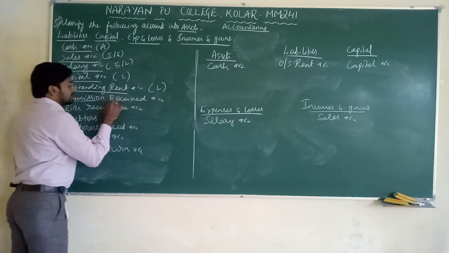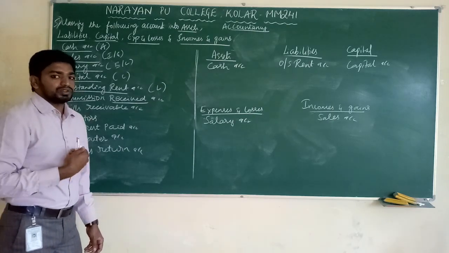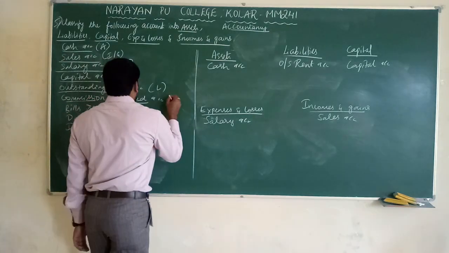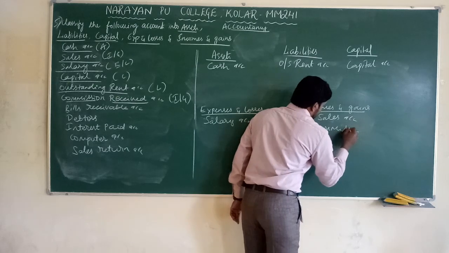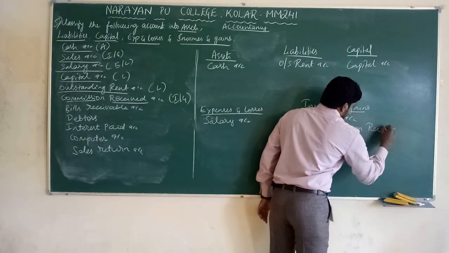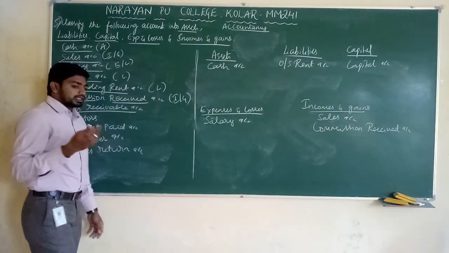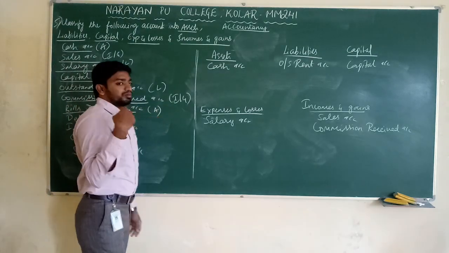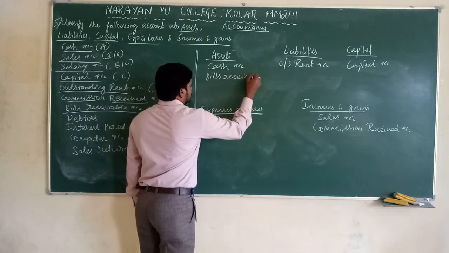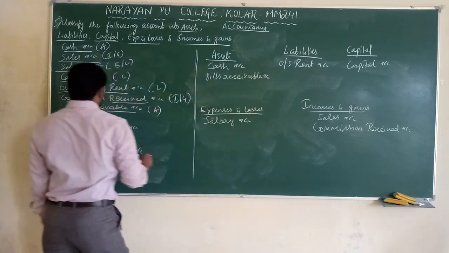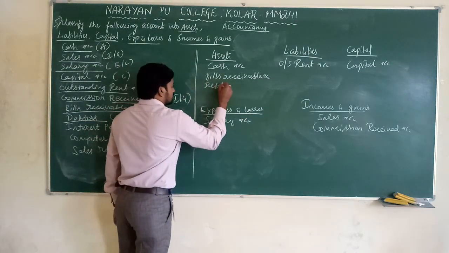Next, commission received. If we receive any commission, that is income to the organization, so it should be written under incomes and gains account. Commission received account. Next, bills receivable. It comes under assets. Bills payable, liability. Bills receivable, it is an asset. Next, debtors. It is an asset.